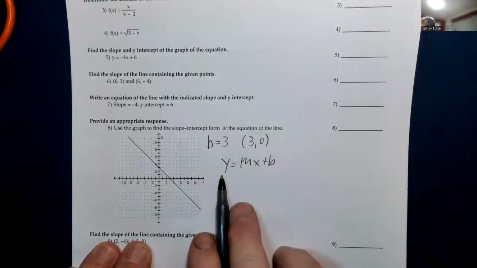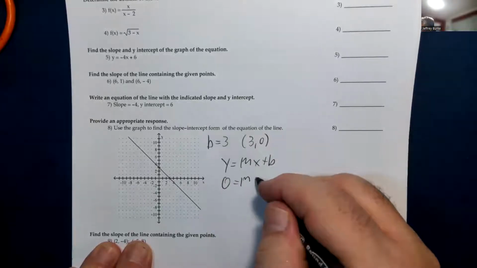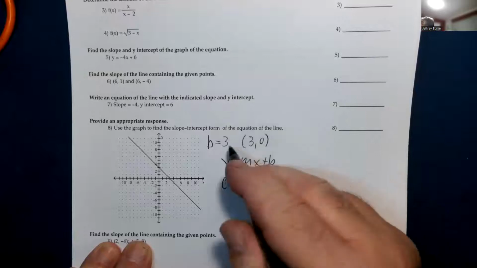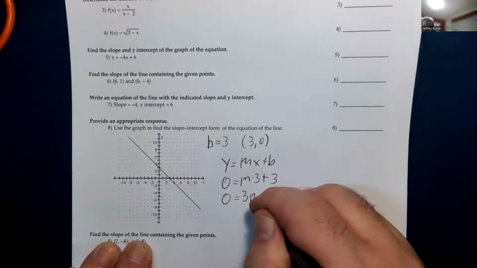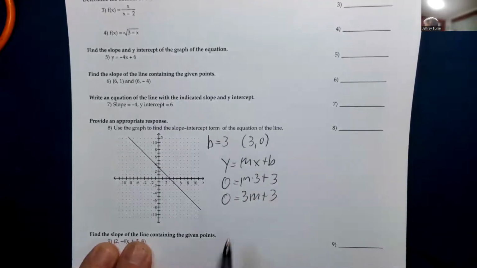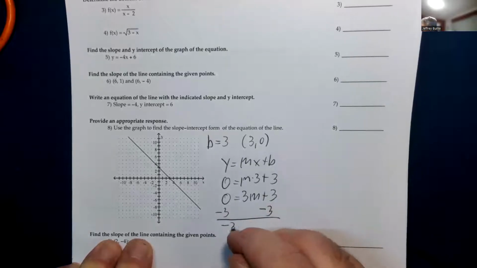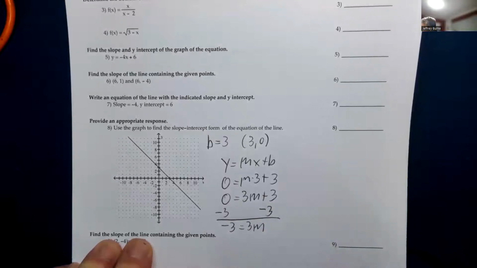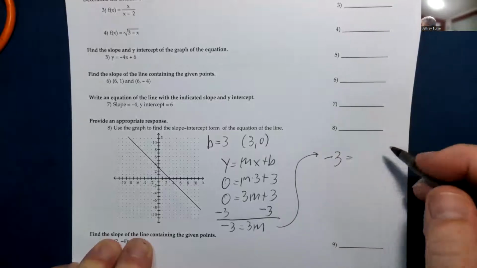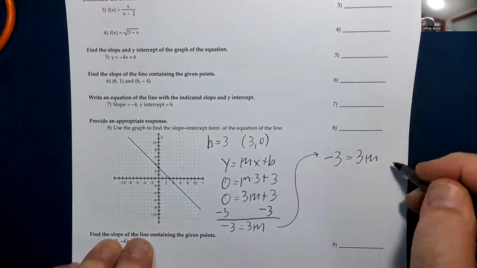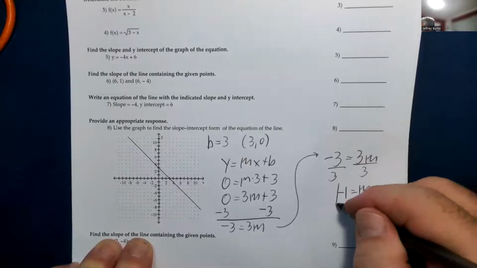To do this, I know this is going to be y, so that's 0 equals m times 3 plus 3. So 0 equals 3m plus 3. I'm trying to solve for m, so I'm going to subtract 3. Now I have -3 equals 3m. I'm going to just write this up here, not change anything, just so I can complete my work here. Now, if I divide both sides by 3, I'm going to get m is equal to -1.